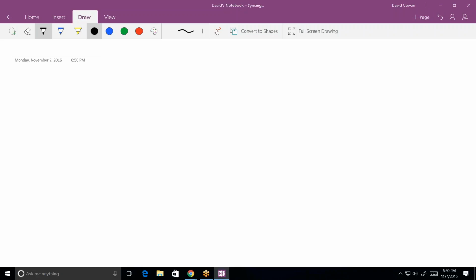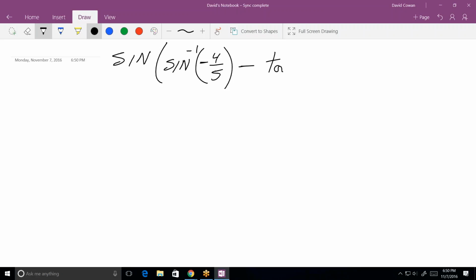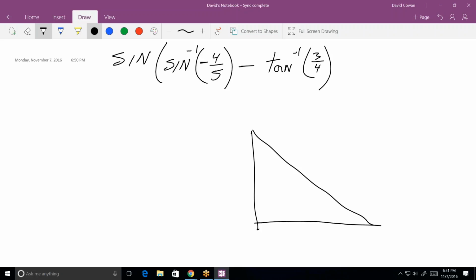Okay, sine, parenthesis, inverse sine of negative 4/5 minus inverse tangent of 3/4. Oh, I love it. These are also one triangle. It's the 3/4.